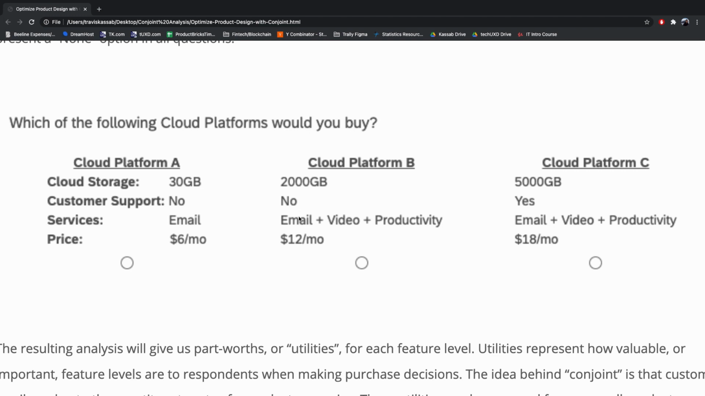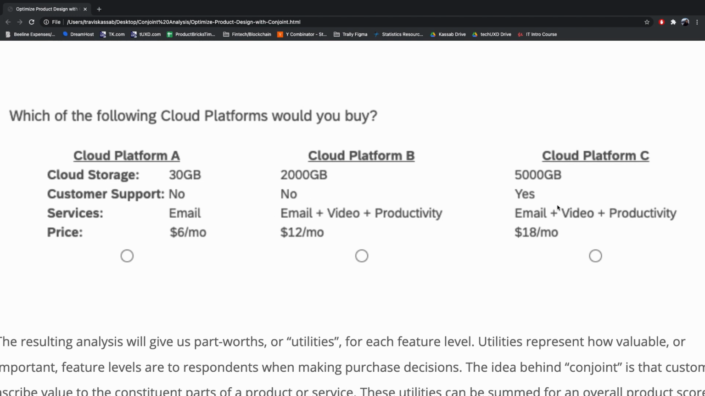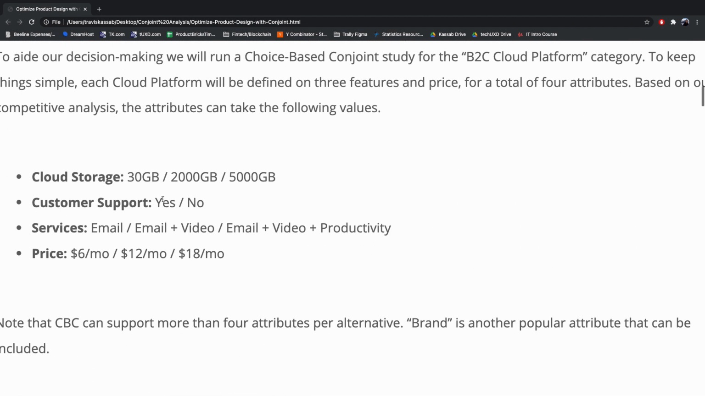Okay, so I just want to review some terminology really fast. So looking over here, we have 3 product concepts. Okay, each product concept is called an alternative. And then each of these alternatives is defined on the constituent features, and we call these attributes. So we are showing 3 product alternatives per choice-based conjoint question. And each of these alternatives is defined on 4 attributes. And these attributes have levels, as I just described before. Here are the levels of the attributes.